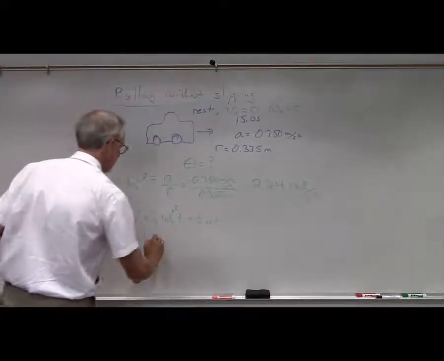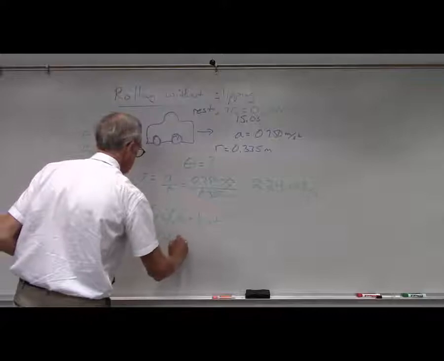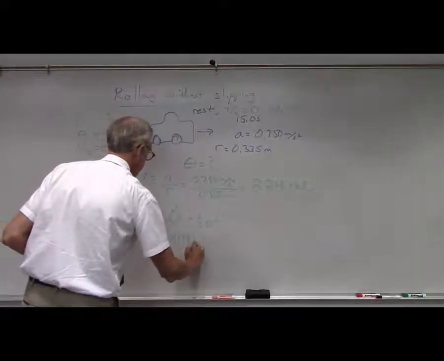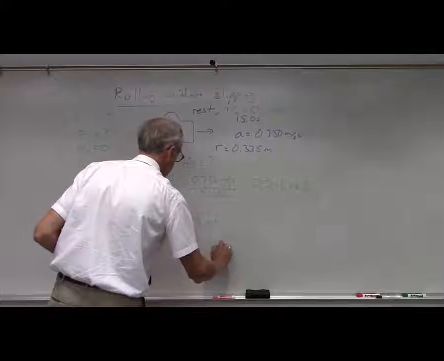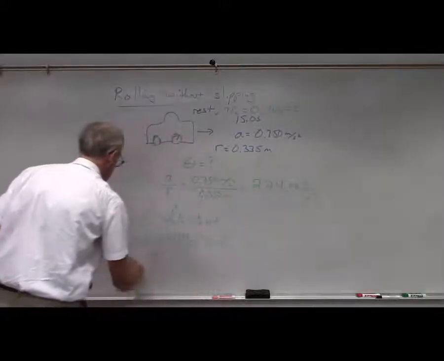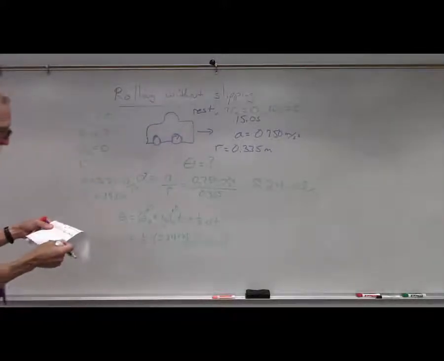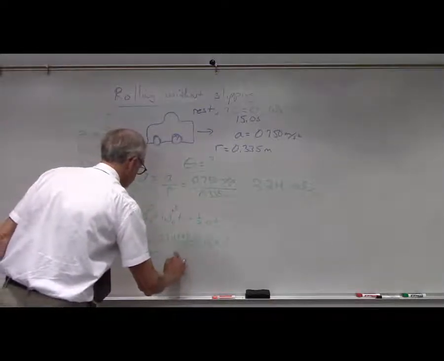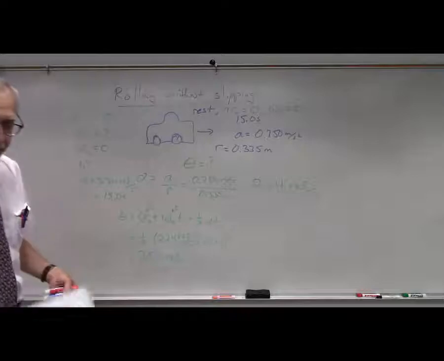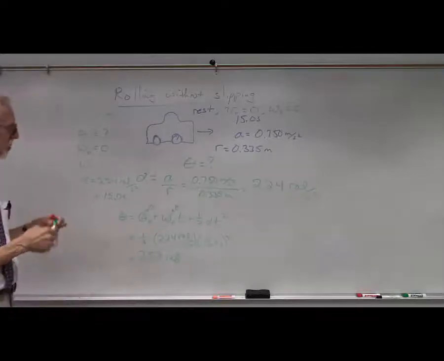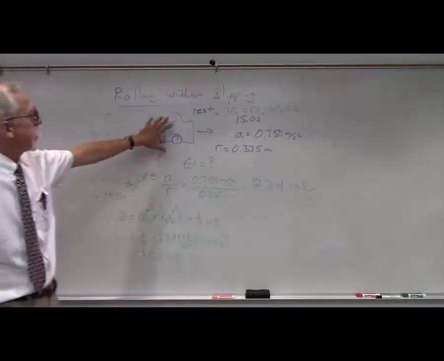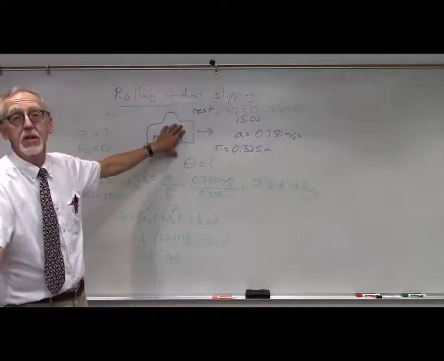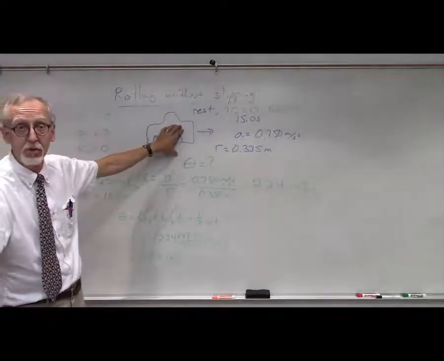1/2 times alpha, 2.24 radians per second squared, times t, 15 seconds, squared. Multiply that out, and what do we get? We get theta is equal to 252 radians. There we go. Very straightforward. In this case, we've got a problem that's mixing the linear and the rotational motion.